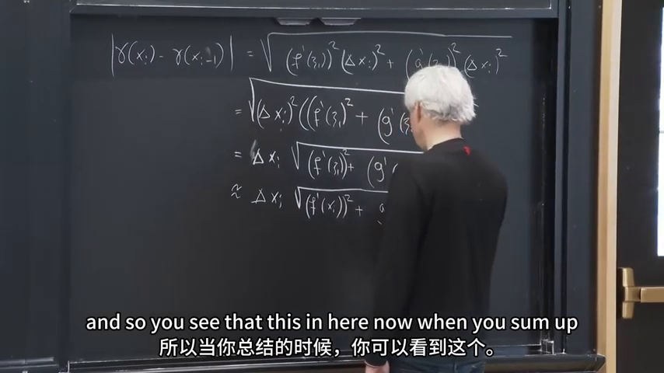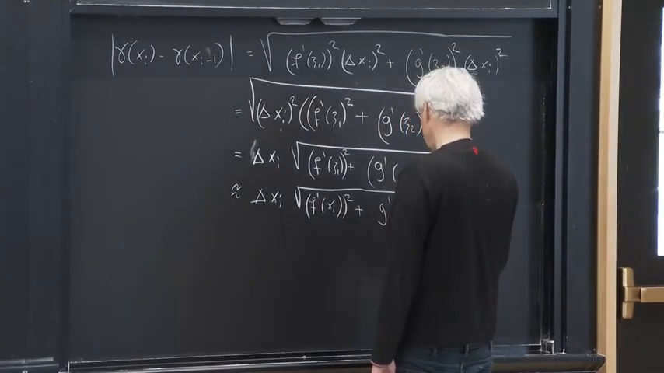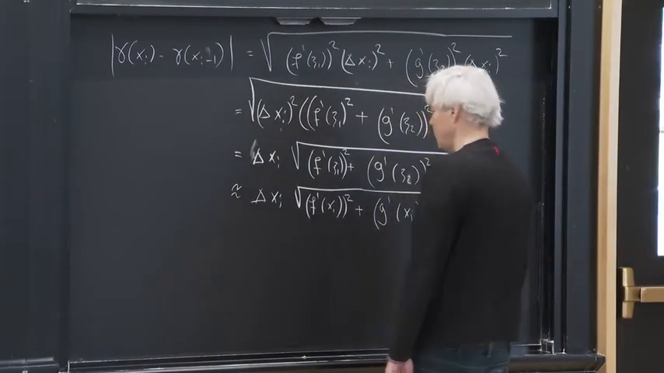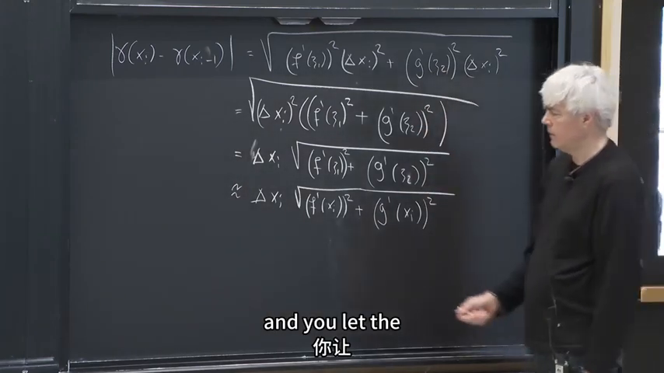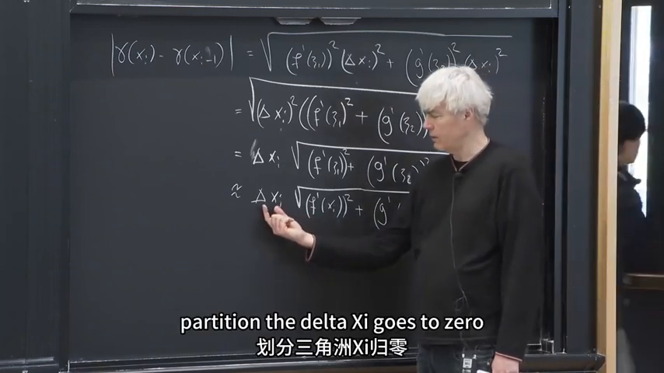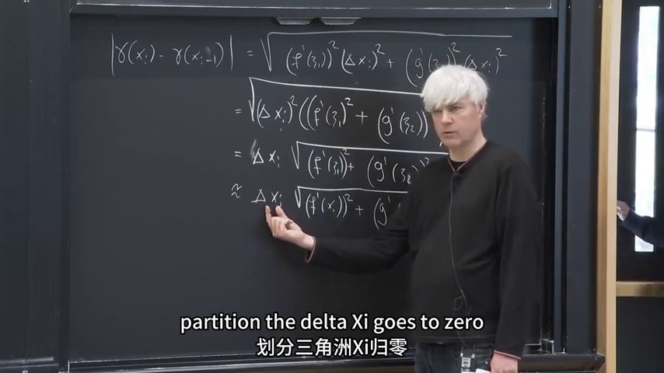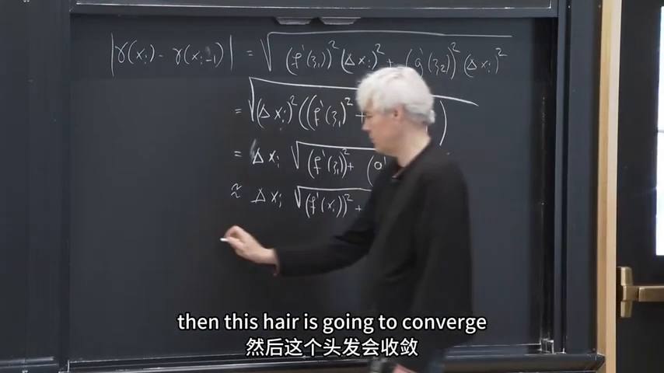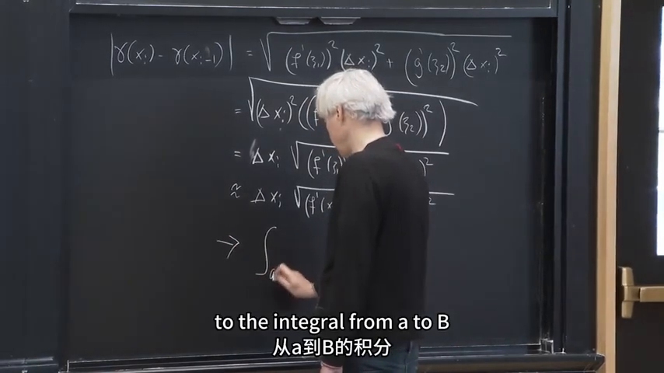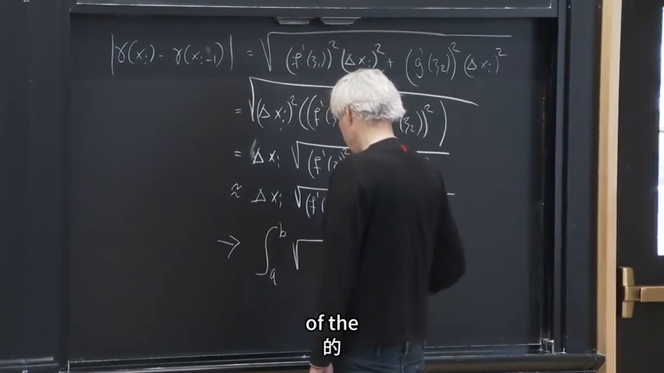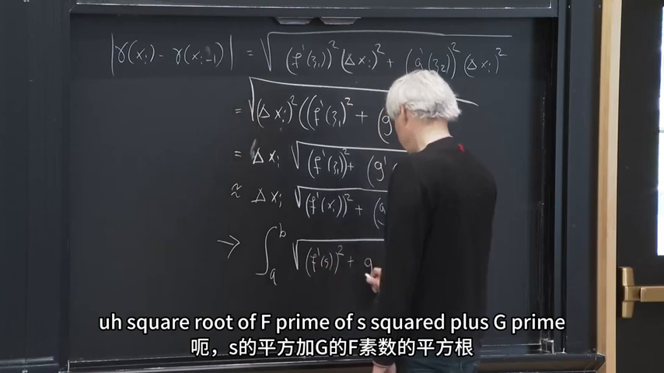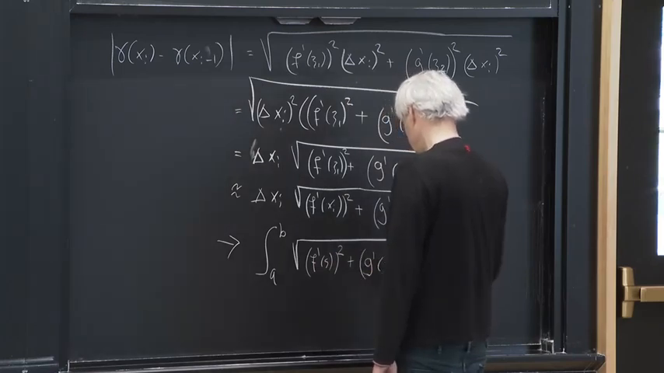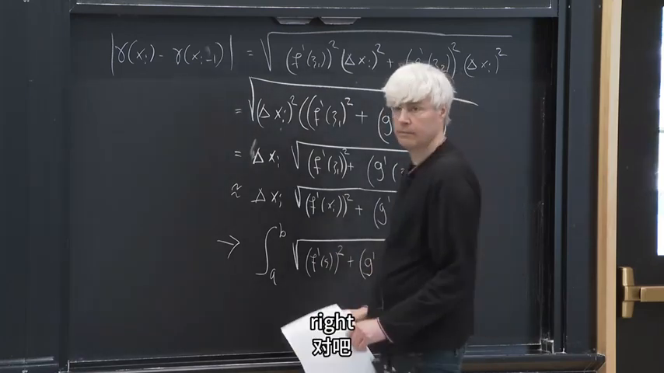And so you see that when you sum up all of these over this partition, and you let the partition, the delta xi, go to 0, then this is going to converge to the integral from a to b of the square root of f prime of s squared plus g prime of s squared ds, right?